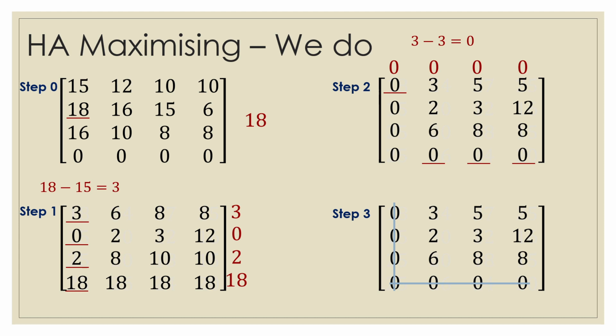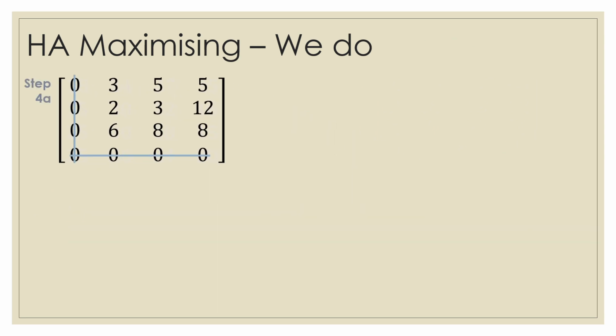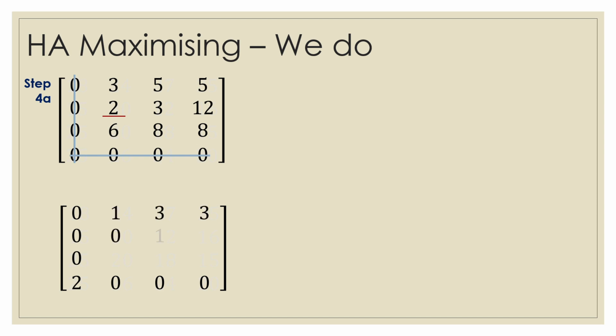So identify the smallest number which is uncovered. In this case it's 2. Subtract that. Add it to the one which is covered by 2 lines, which is that bottom left one, and subtract it from all of the uncovered ones, like so. See how many lines it requires you to draw. This time it's 3. Still doesn't work, so we need to repeat that process.